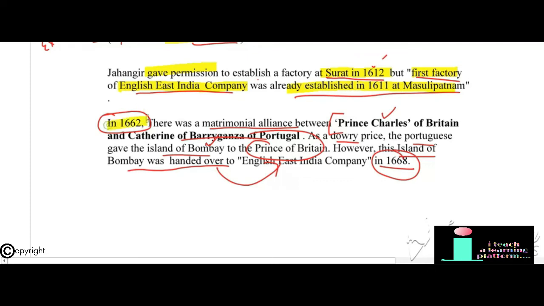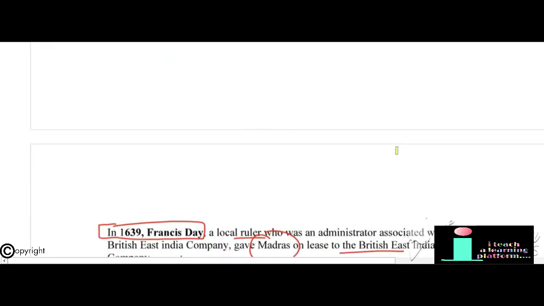In 1662, there was a matrimonial alliance between Prince Charles of Britain and Catherine of Braganza of Portugal. As a dowry, the Portuguese gave the island of Bombay to the Prince of Britain. However, the island of Bombay was handed over to the English East India Company in 1668.